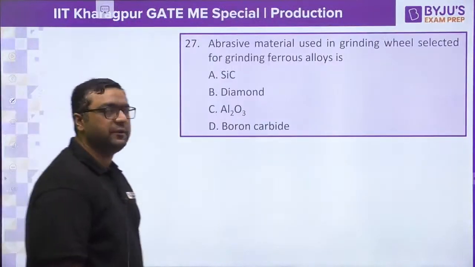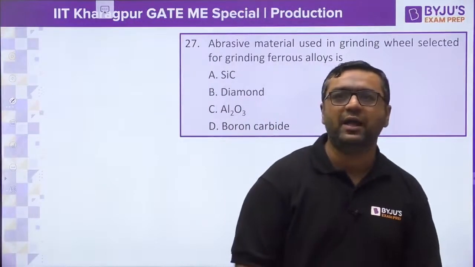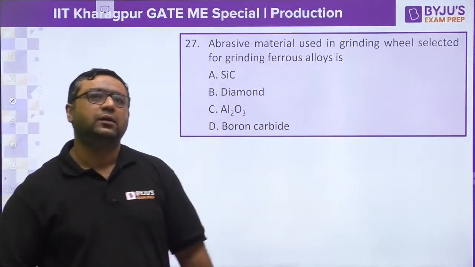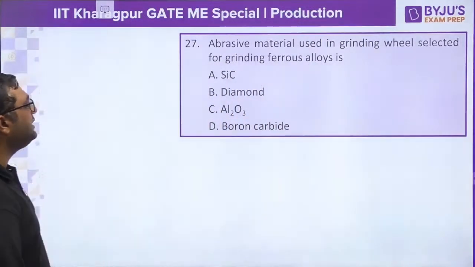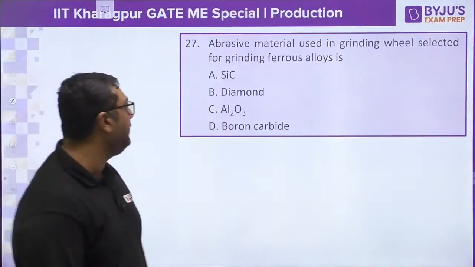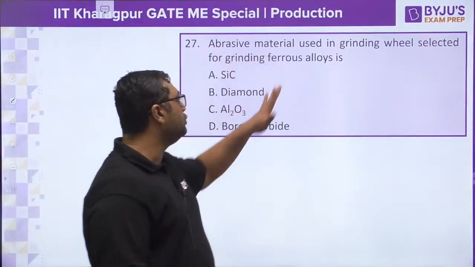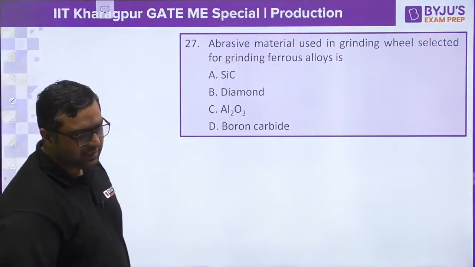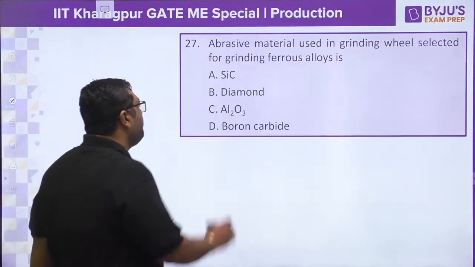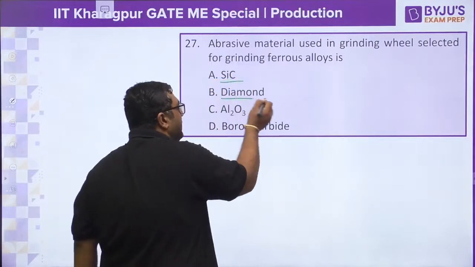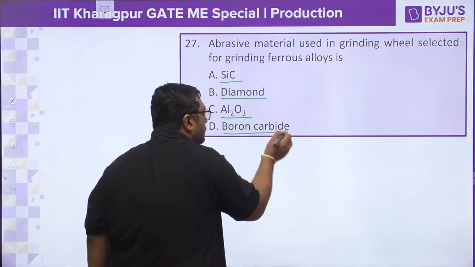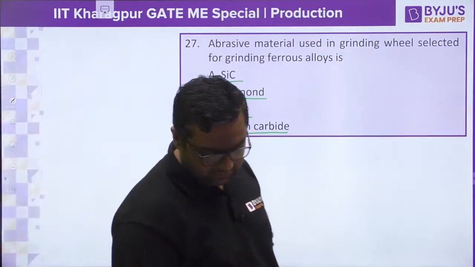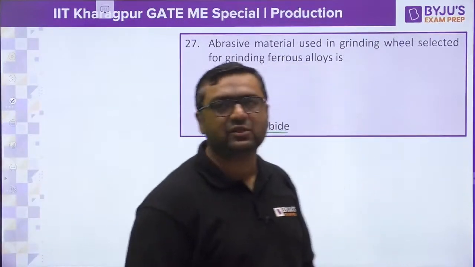Question number 27. बहुत ही बढ़िया guys. Kirti Verma, did you get it? So 27th: abrasive material used in grinding. Which abrasive material will be selected for grinding ferrous alloys? Options are silicon carbide, diamond, Al2O3 and boron carbide. What will be the right answer for this?